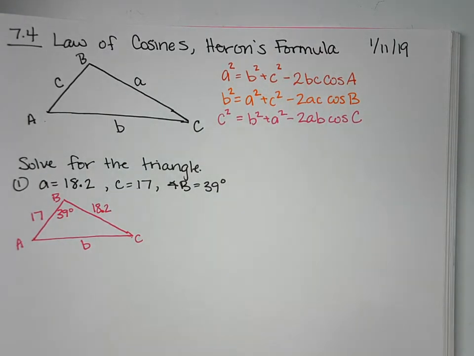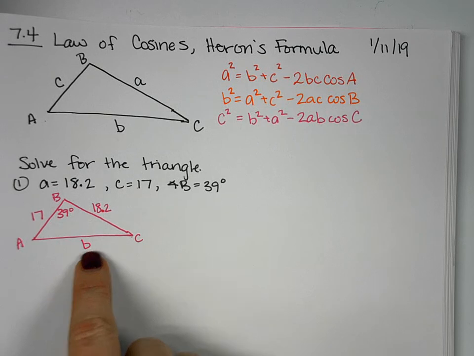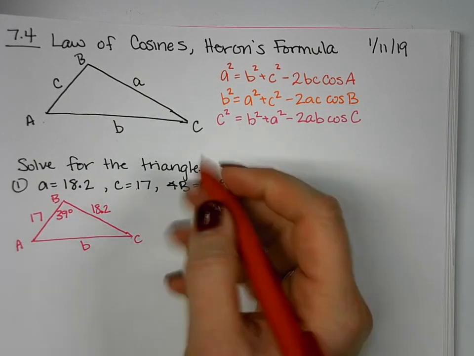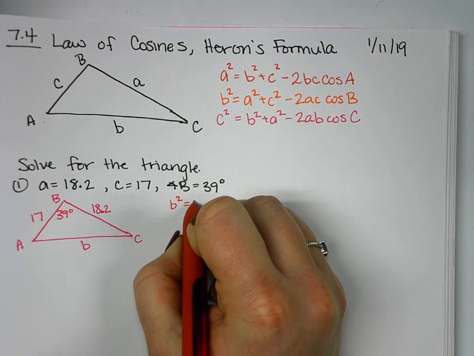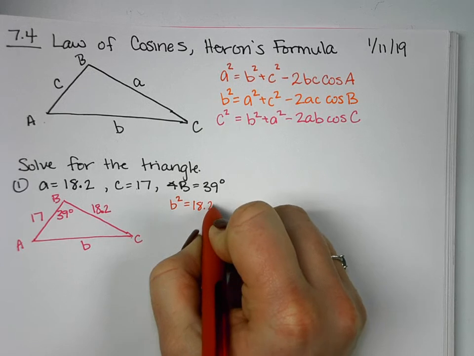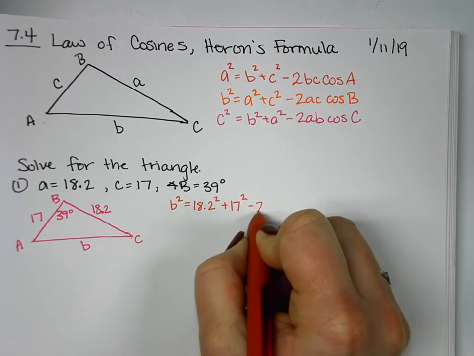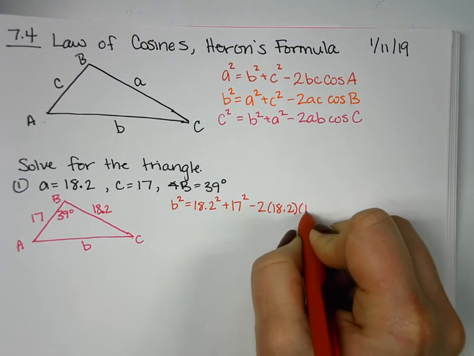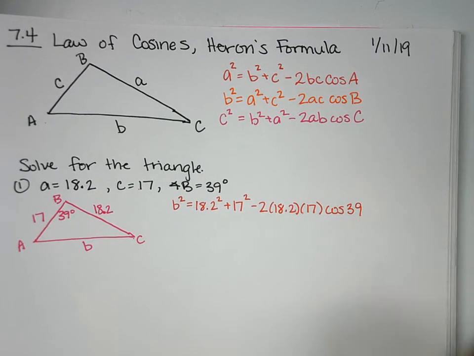So to start off, I'm going to find side B. Using our law of cosines, because I know the angle opposite of it, I can say B squared is going to equal A squared plus C squared minus 2AC times the cosine of angle B, which is 39 degrees.